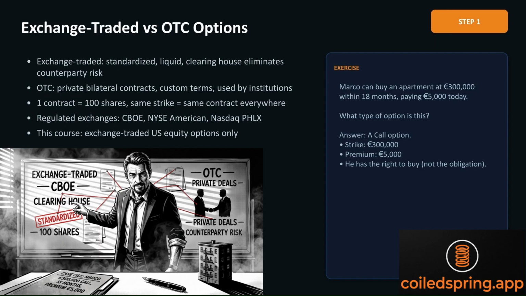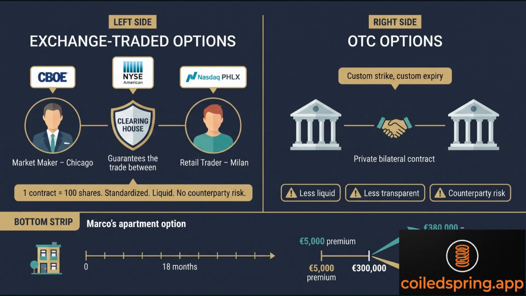One more important standard to know: in an exchange-traded world, one contract always represents 100 shares of the underlying. Always. This is standardization at its most basic, and it's what makes the market liquid. A market maker in Chicago and a retail trader in Milan are looking at the exact same contract. Now, the example on the right is deliberately different from a stock, and that's the point.